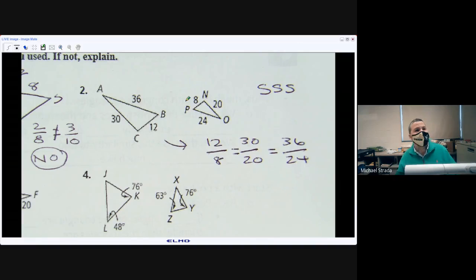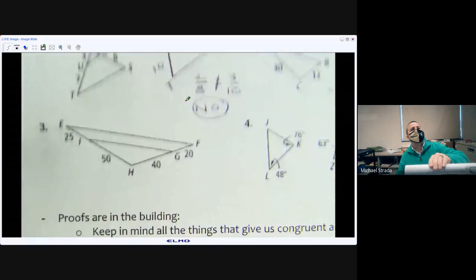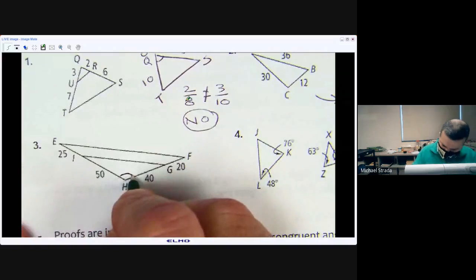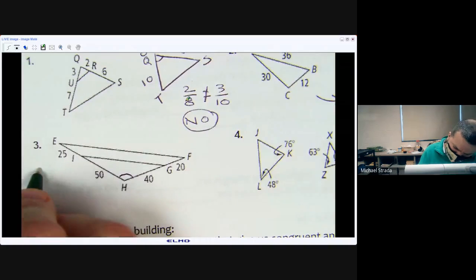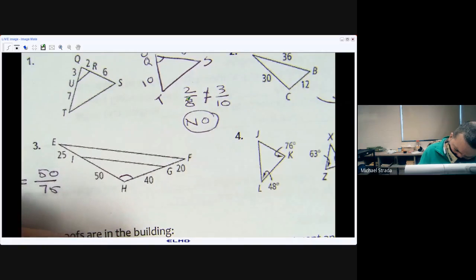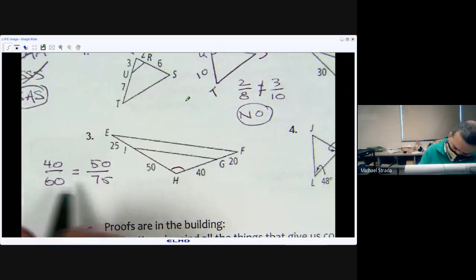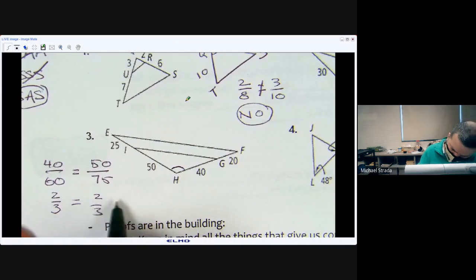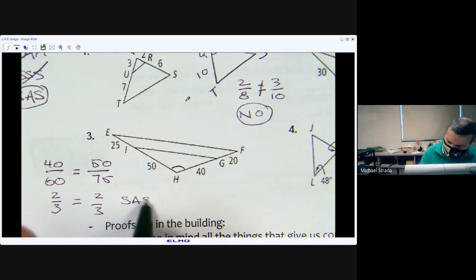Now number 3. Once again, we got a shared angle in H. So we got to check side lengths, 50 over 75 and see if that is equal to 40 over the whole length, which is 60. They both reduce down to 2/3. So we are certainly good to go. So that would be side angle side.